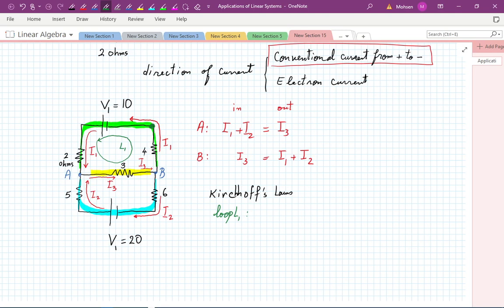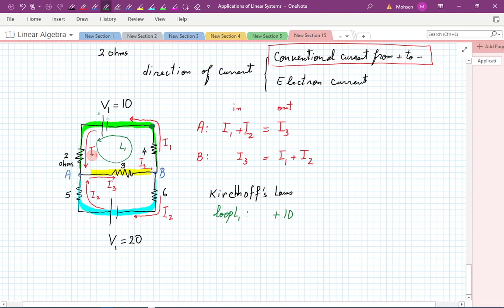As I start from this point and loop across the battery, I'm gaining 10 volts, and then I'm going to spend them, first across this resistance of 2 ohms. By Ohm's law, the voltage that I'm going to lose here is going to be 2 times whatever the current happens to be. I don't know what the current is, but I know the resistance is 2. So I say 2 times I1. That's how much I lose here.